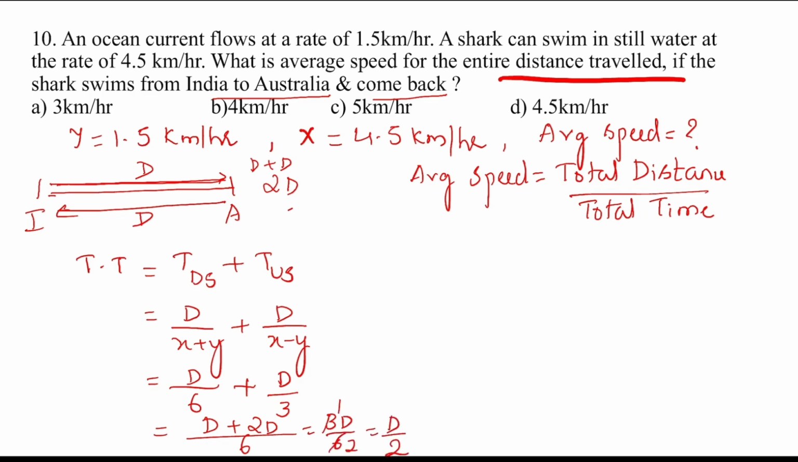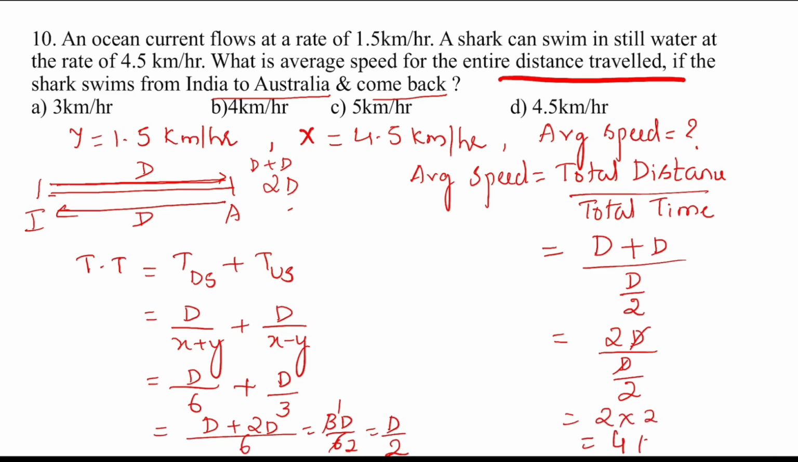So total time is D by 2. So we can substitute the values here. Total distance is how much? Going distance D and coming back the same distance, that is D plus D, divided by total time, which we got as D by 2. So it is 2D by D by 2. D cancels. So it is 2 into 2, which is equal to 4 km per hour. So average speed is 4 km per hour. Option B is the answer.